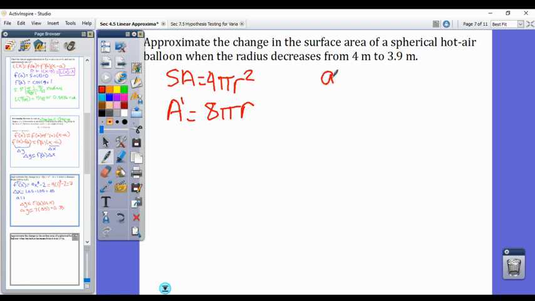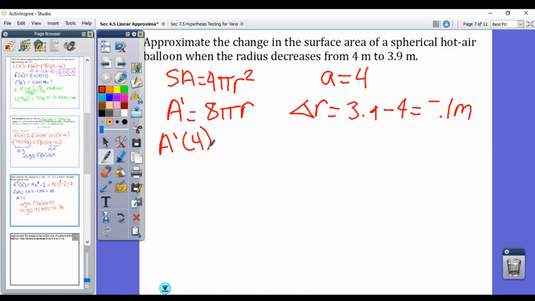I am starting with a value of 4, so my a is going to be 4. And I need to find my change in my radius. To do that, I'm going to subtract 3.9 meters minus 4 meters, which is going to give me negative 0.1 meters. All right, so let's just plug in 4 for this. If I do that, I'm going to get 8 pi times 4, which is 32 pi.